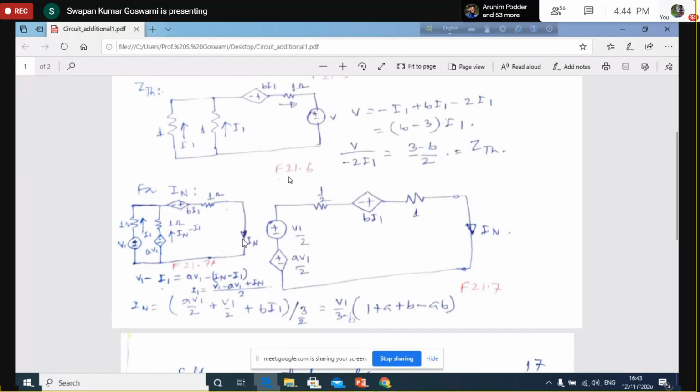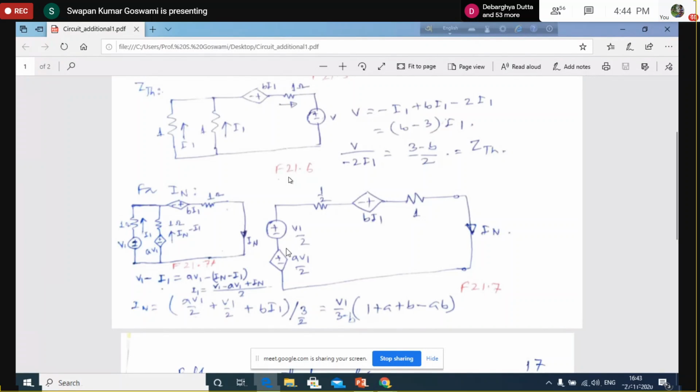Norton current will be equal to the summation of this current and this current. If it is IN and this is I1, this current will be IN minus I1, and the voltage across these two terminals will be the same. Let us find the voltage across this branch, which is V1 minus I1 into 1. Across this branch it is AV1 minus (IN minus I1) into 1. These two voltages are equal. From here you can find the value of I1 in terms of IN.